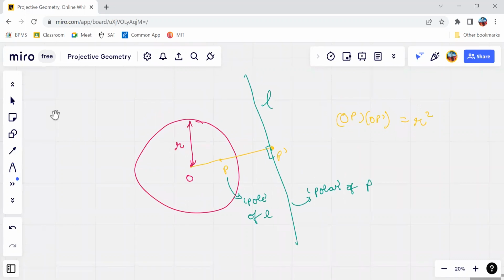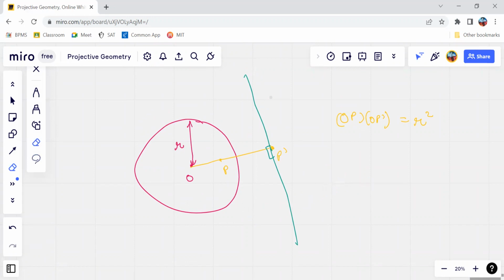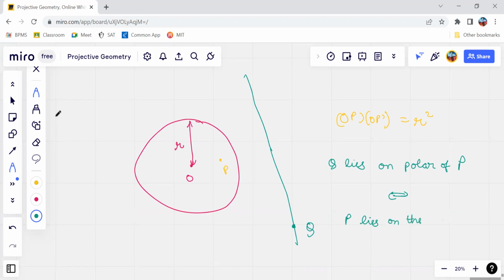So, okay, why are poles and polars relevant? There is this theorem called La Hire's theorem. I don't know how to pronounce it, so I apologize. It states that point Q lies on the polar of P if and only if P lies on the polar of Q.